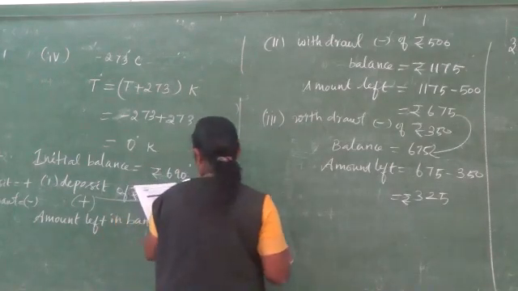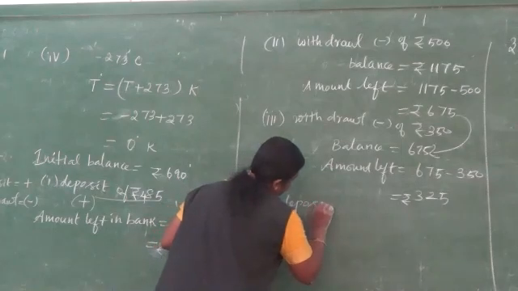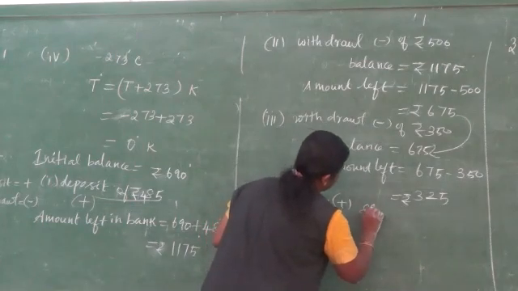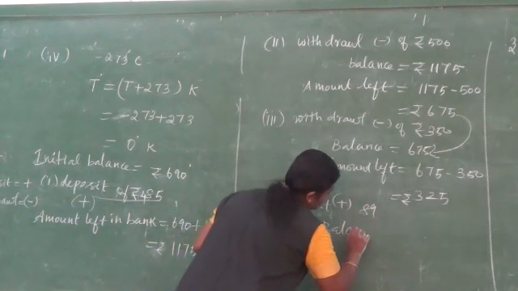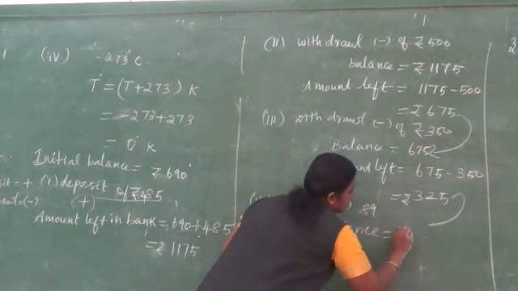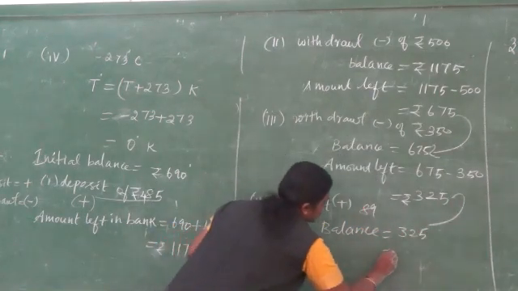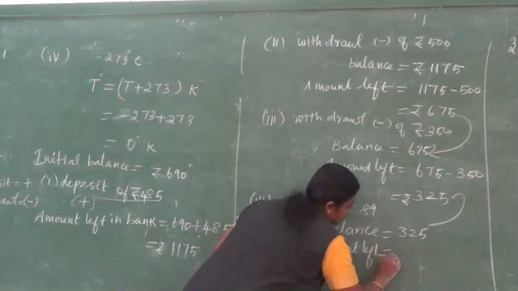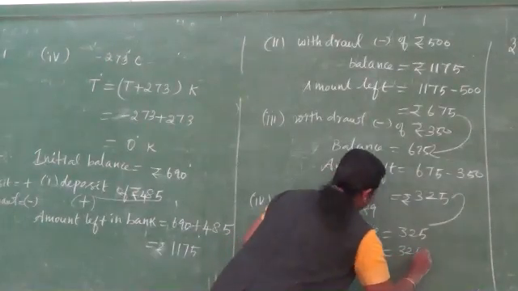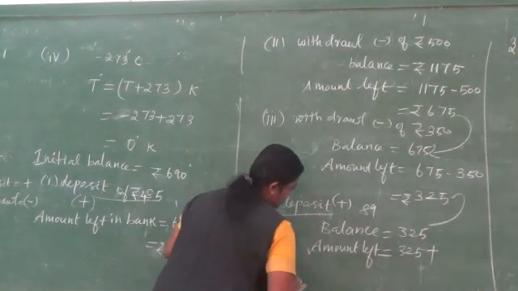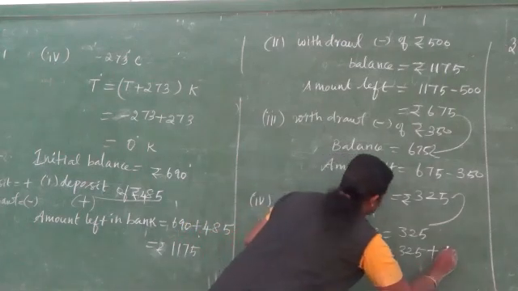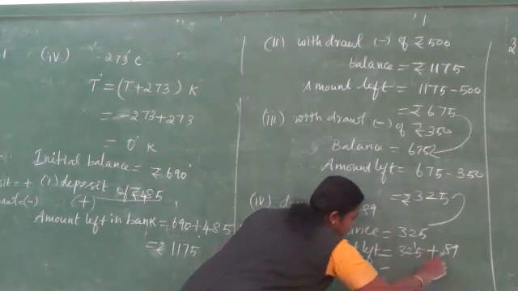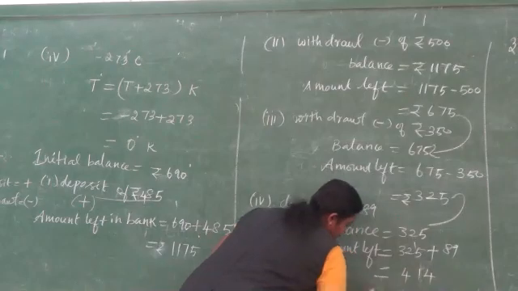Fourth one. Now he is depositing. So deposit 89 rupees. What's the balance now? 325. So amount left equal to 325 plus, because he is depositing, don't forget to keep the positive sign. If you are adding, 5 plus 9, 14, then 1. 3 plus 8, 11, then 1, 414.